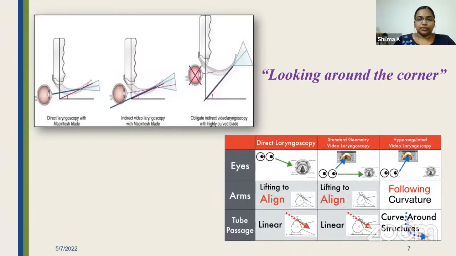Actually, the video laryngoscope works on the principle of looking around the corner, which is made possible by keeping the lens close to the tip of the blade. In this diagram, you can see first the direct laryngoscopy with a Macintosh blade, second the indirect with a Macintosh blade, and third the indirect with a highly curved blade. As the curvature of the blade increases, the angle of refraction increases, and it will provide a better view. The problem with hyperangulated blades is that the endotracheal tube trajectory will be very difficult.